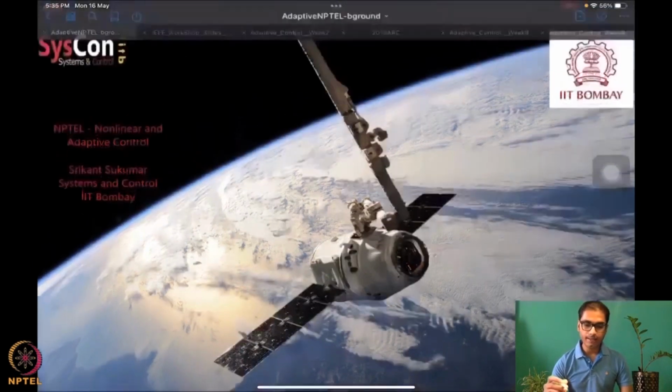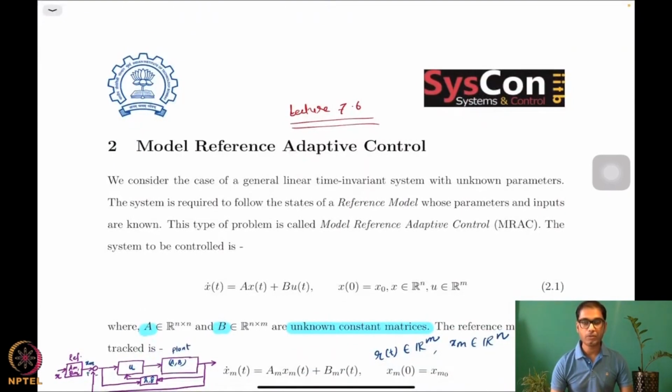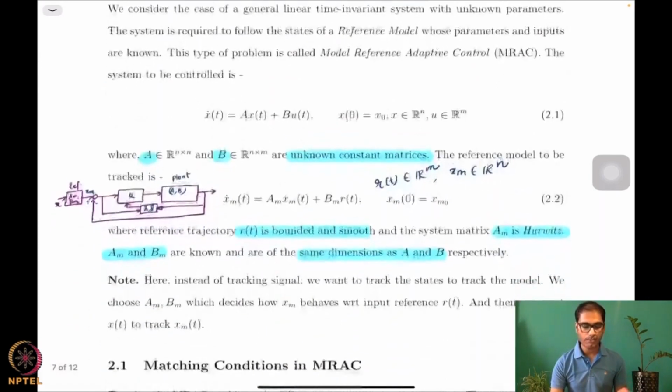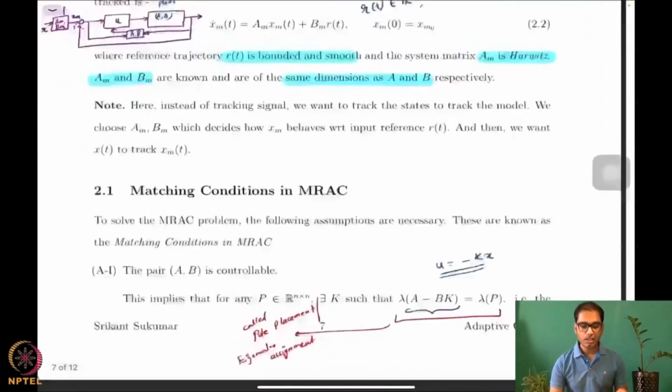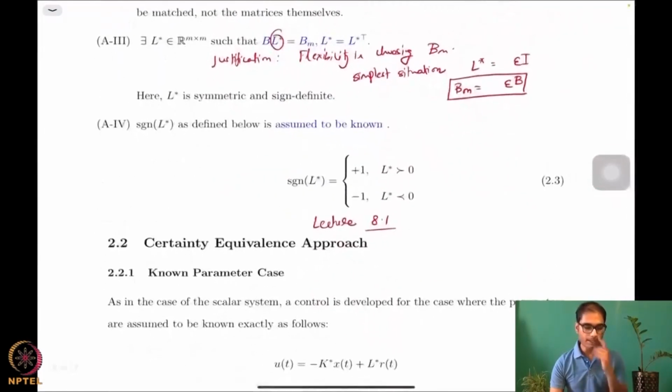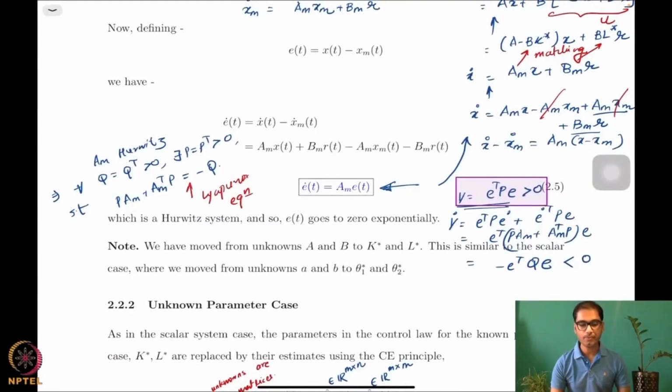So last time we started to look at model reference adaptive control. We already introduced the problem in the previous week, along with the assumptions and, of course, the matching conditions, which are very, very critical. Subsequently, we started the design for the adaptive controller in the usual approach of starting with the known parameter case, and then of course moving on to the unknown case via the certainty equivalence approach.